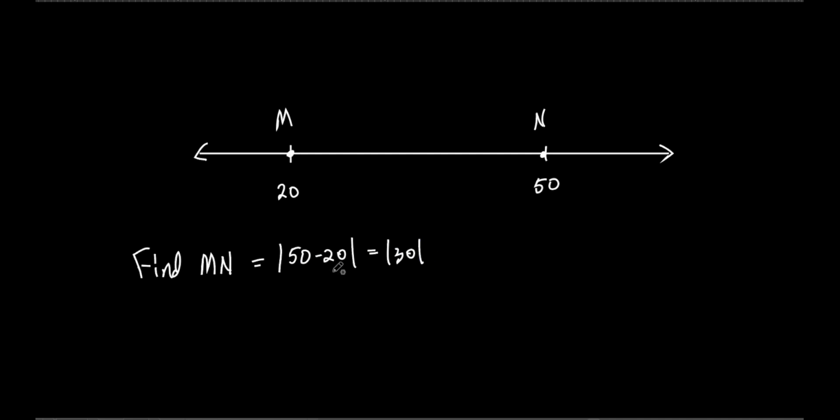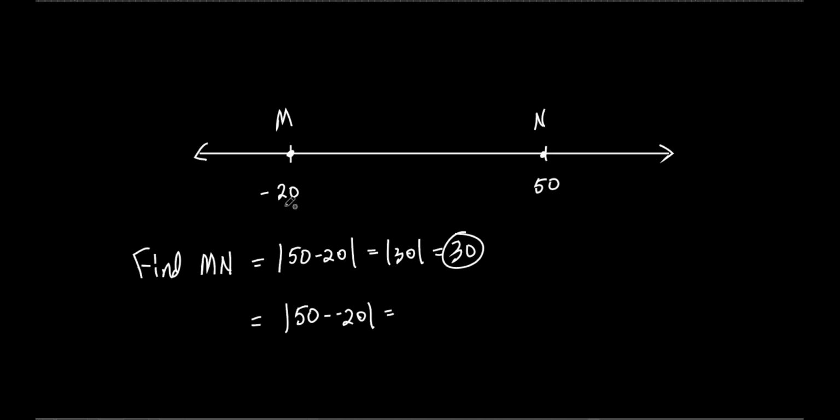But really, did I even need the absolute value? No, because I just know I'm going to write 30 for my answer. You okay with that? What if I started at negative 20? Then how do I find MN? Absolute value of what? 50. Is it 50 minus 20 again? That's it. Good. 50 minus negative 20.